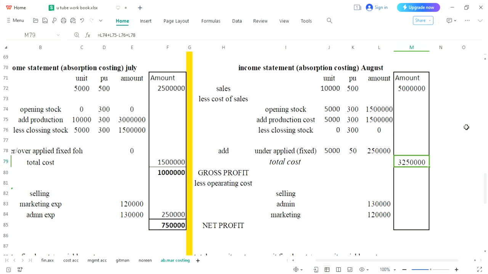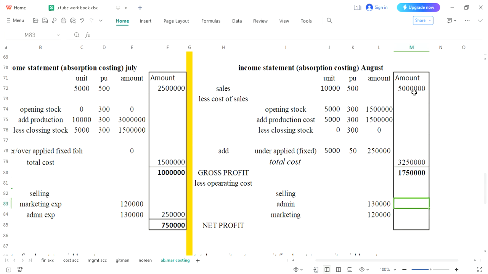So now when total cost is calculated, we are able to calculate our gross profit. How do we calculate gross profit, which is the difference between cost and sales? So here, how much total sale was, you can see here 5 million was the total amount of sales, and total cost was 32 lakh 50,000. Then you will subtract, you will get your gross profit. This way our gross profit has been completed.